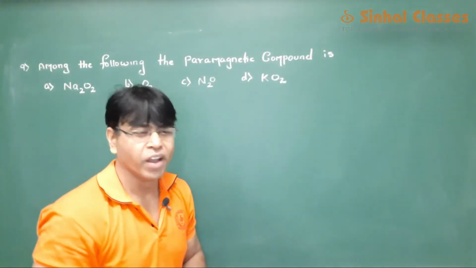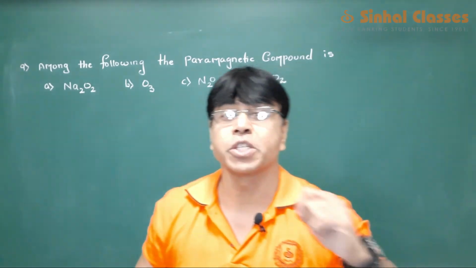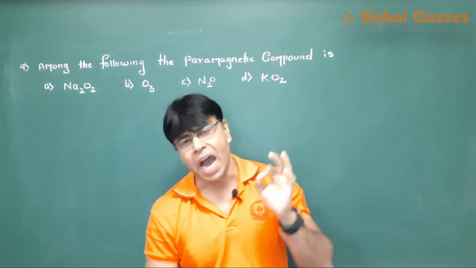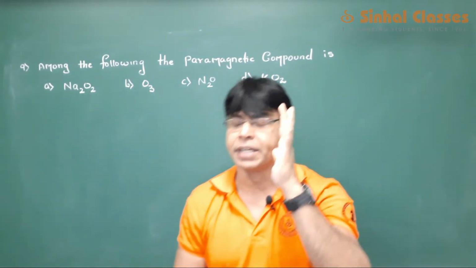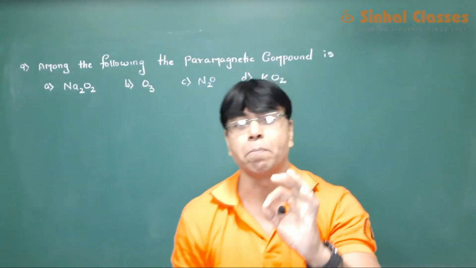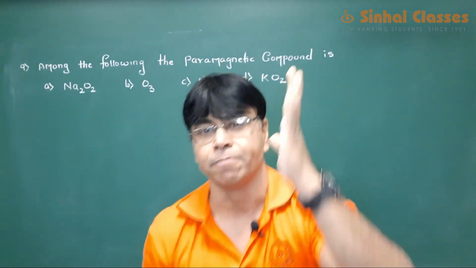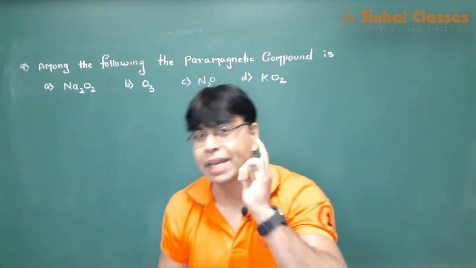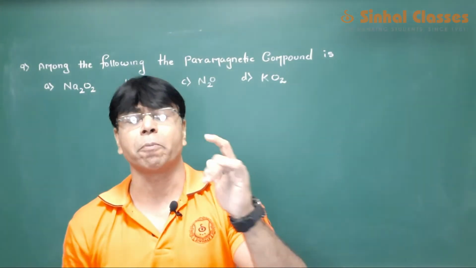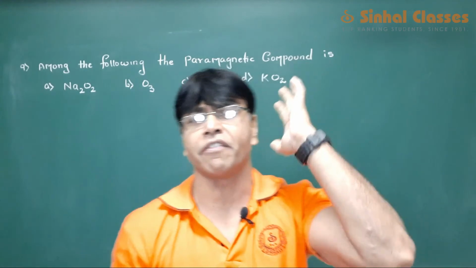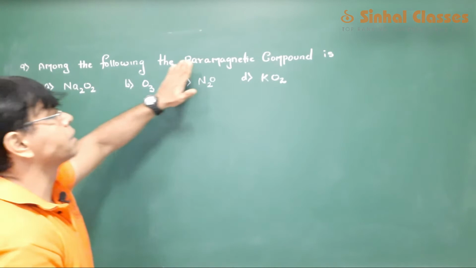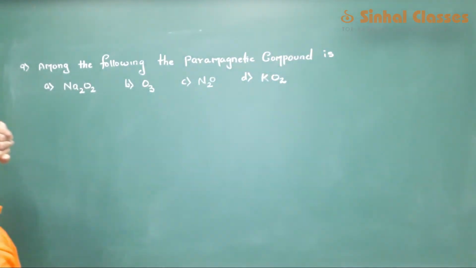Okay student, let's see one more very interesting question, which is based on paramagnetic compounds. You know there are two types of compounds: one is diamagnetic, another is paramagnetic. Now what do you mean by a diamagnetic compound? The compound which has all the electrons paired. There should be no unpaired electrons. Then it is called diamagnetic. And when we talk about paramagnetic, it should have unpaired electrons. So they are asking you, among the following, the paramagnetic compound is.